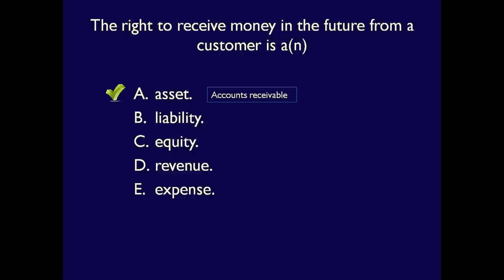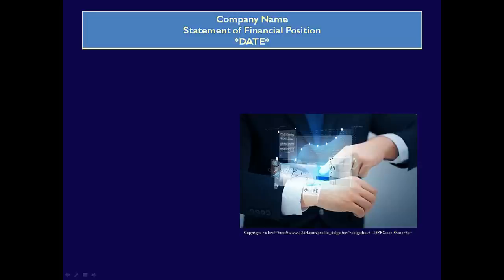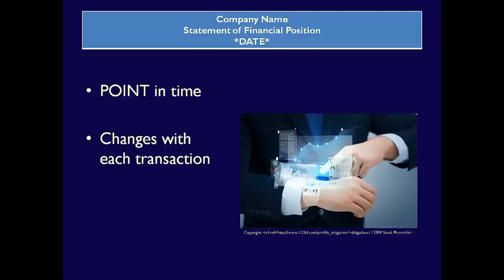Now that we understand the elements that make up the statement of financial position, we can look at an example. Note that the statement is so large that I've divided it into sections so that you can see them better. As always, the statement starts with the heading, which must include the company name and the title of the financial statement. One change from previous statements? The statement of financial position is at a point in time, not a period of time. Why? Because every time a company has another transaction, their financial position changes.